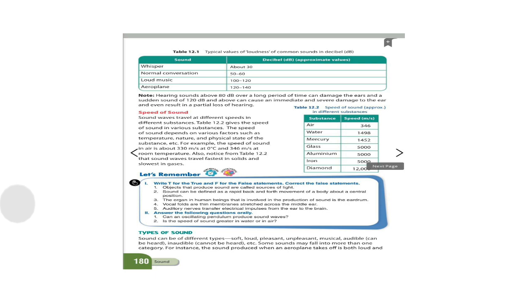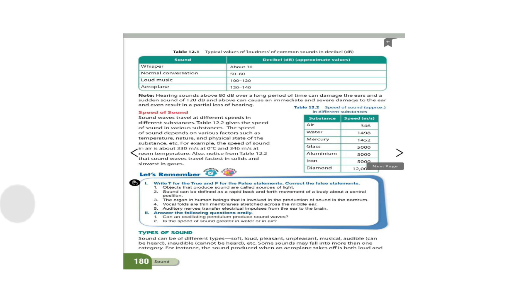First one, can an oscillating pendulum produce sound waves? No, isn't it? So write there no. Second question, is the speed of sound greater in water or in air? Say the answer. Yes, water. Speed of sound is greater in water.